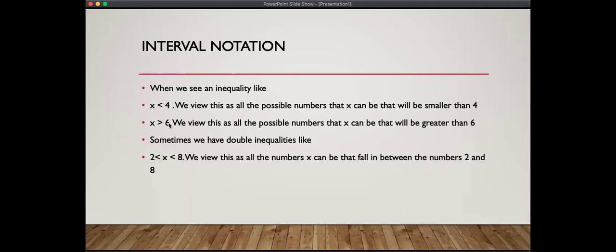Then we have X is greater than 6. That's another way we could see it. And basically, we view this as all the possible numbers X can be that will be greater than 6. So we have 7, 8, 9, 10, 11, and so on, all the way to positive infinity. Sometimes we see double inequalities like this: 2 is less than X is less than 8. We view this as all the numbers X can be that fall in between 2 and 8. So that means numbers like 3, 4, 5, 6, 7, but not 8 because it's not included.